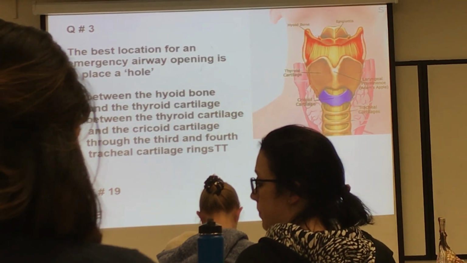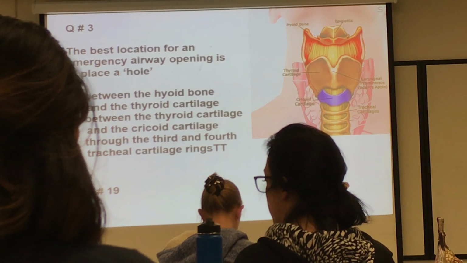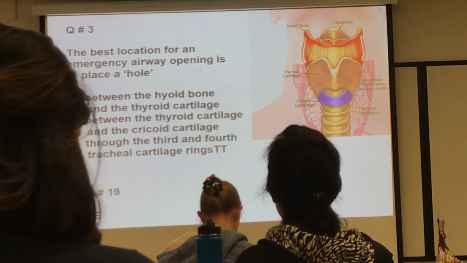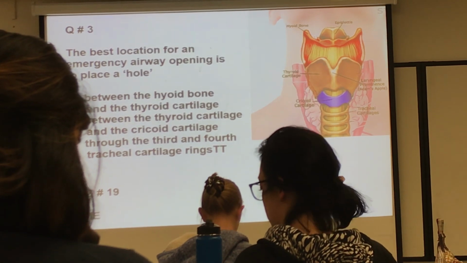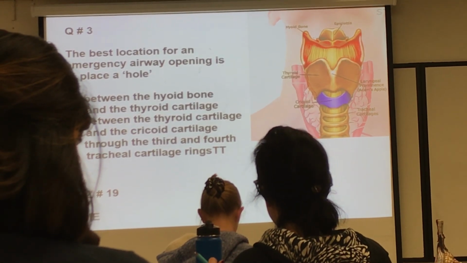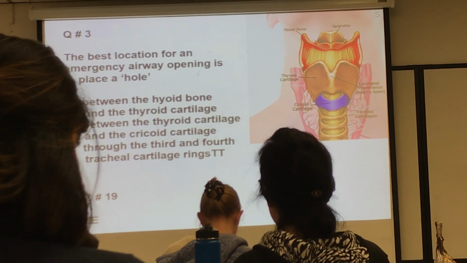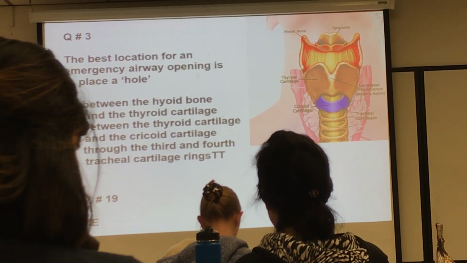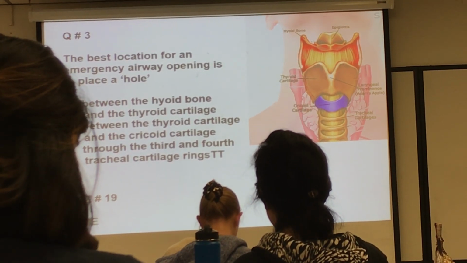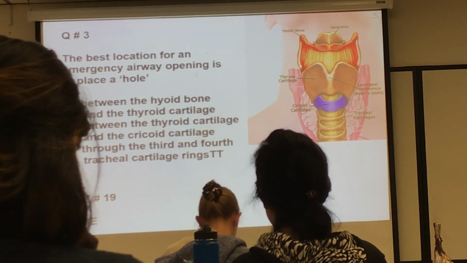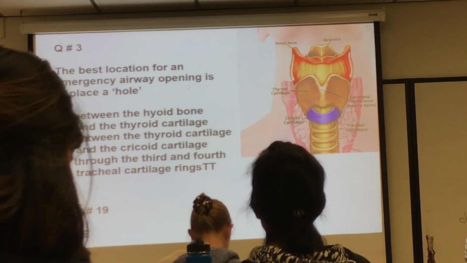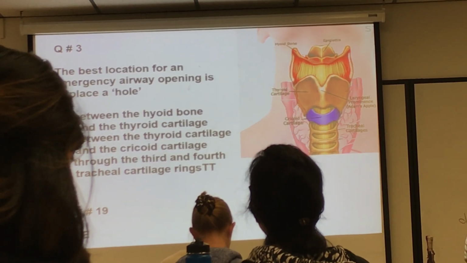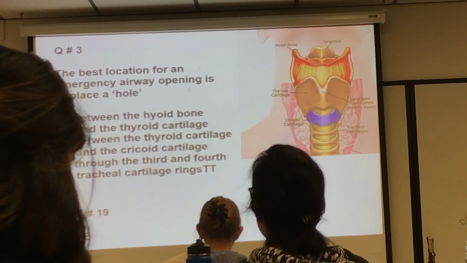Okay, question number 3. We talked about somebody choking and the fact that typically food is caught in the spasm of the vocalis muscle, so within the vocal ligaments. Here we have the hyoid bone. Here's the thyroid cartilage, cricoid cartilage, and trachea. So where is the best place to do an emergency opening into the airway? By emergency, I mean you're not in the OR.